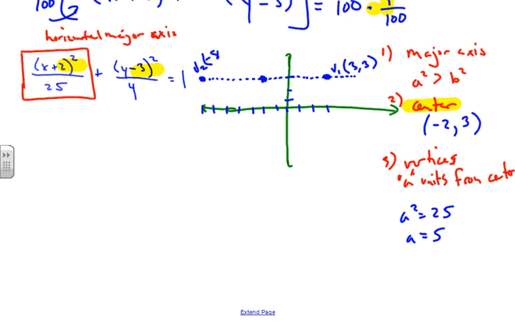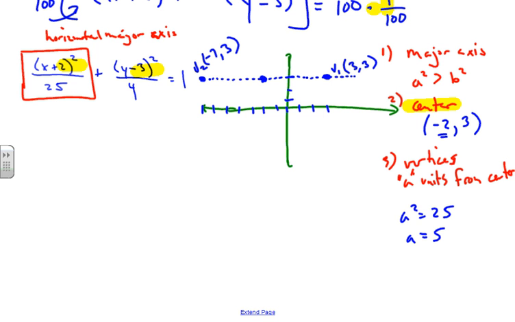Oh, sorry, -7. 1, 2, 3, 4, 5, 6, 7. Yep, -7. I'm sorry, -7. Can't count. -7, 3. And what we're doing is basically taking the a value and subtracting it and adding it to our x value, because it's along the horizontal.